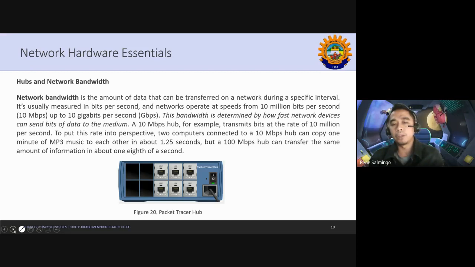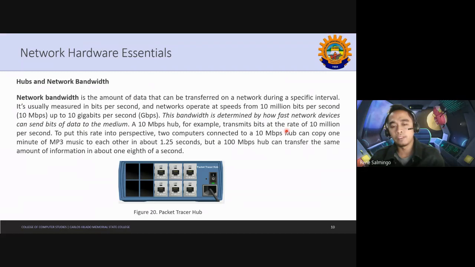A 10 megabit per second hub, for example, transmits bits at a rate of 10 million per second. To put this rate into perspective, two computers connected to a 10 megabit per second hub can copy 1 minute of MP3 music to each other in about 1.2 seconds. But a 100 megabit per second hub can transfer the same amount of information in about an eighth of a second. That's why 100 megabit per second is faster.